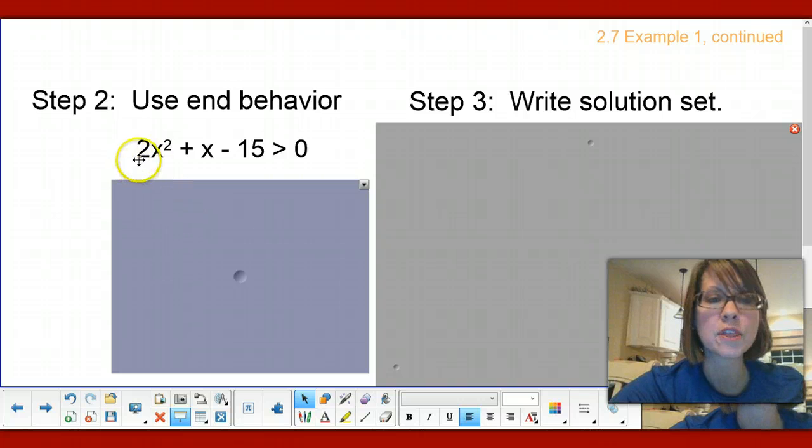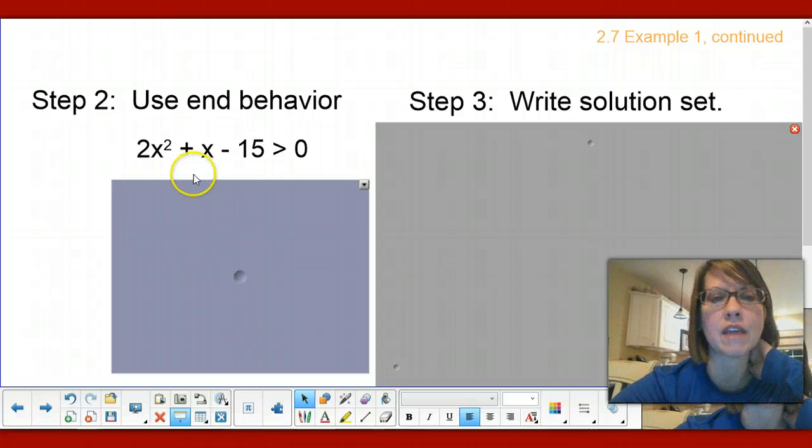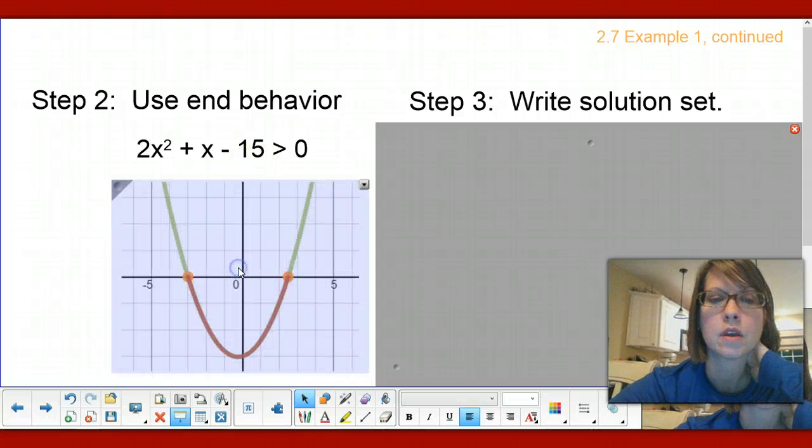So if we think about this as the 2x squared plus x minus 15, and we already plotted the zeros back a couple slides ago, if we think about end behavior, I want you to think about for a second, should this cup up or cup down? Okay, so we have this cupping up.